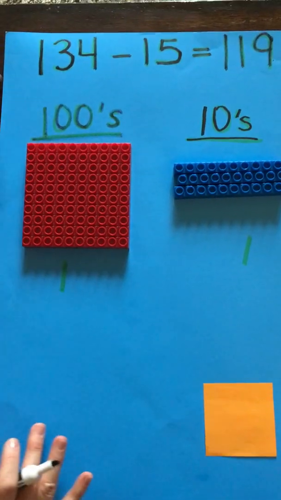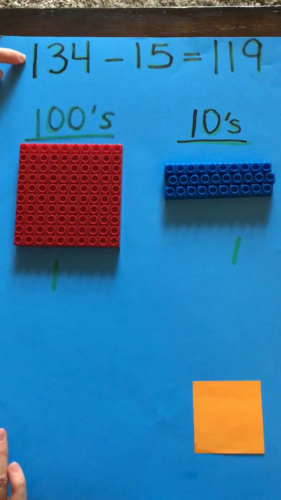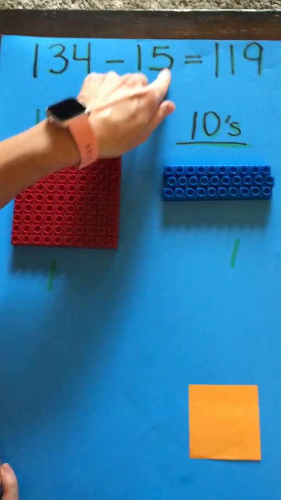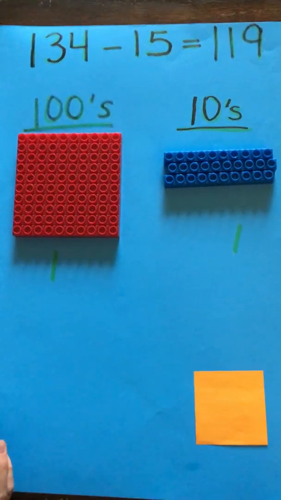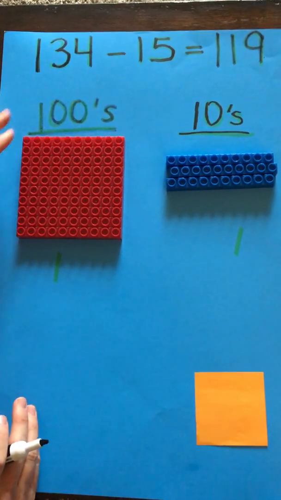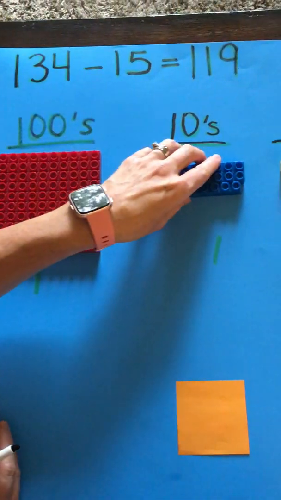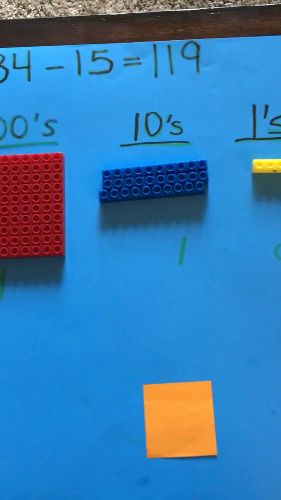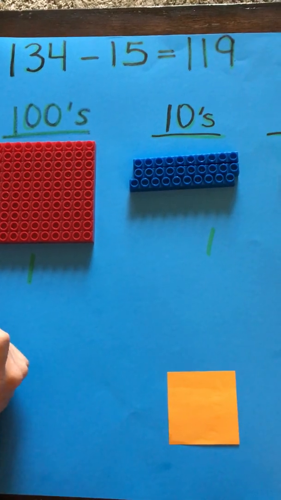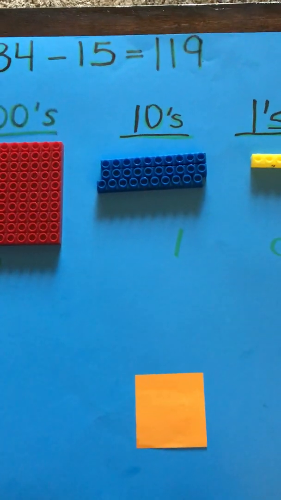All right, this example is going to show you how to use the CRA sequence to solve the equation 134 minus 15 equals 119. The first phase of the CRA sequence is the concrete phase. For this phase, I've chosen to use base 10 blocks as my concrete manipulatives. So you can see the first thing I did was set up the number 134 using my concrete manipulatives.